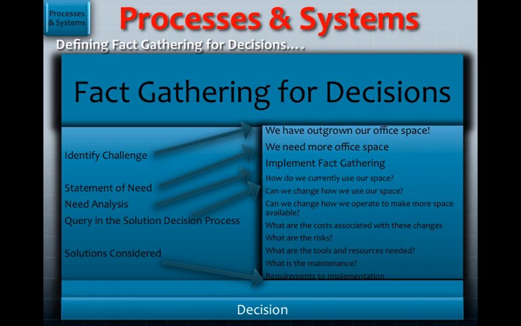And let's use now a different example. Let's use an example of an office space that we've outgrown, which is to identify the challenge. And then we need more space, which is the statement of need. And then we implement fact gathering, which is the need analysis. The query for a solution starts by asking questions. How do we use the current space? How might we change the way we use the space? What are the costs associated, the risk, the tools, the resources, the maintenance involved with utilizing the space? And then formulate our solutions, consider them, and then ultimately put ourselves in a position to make a decision.